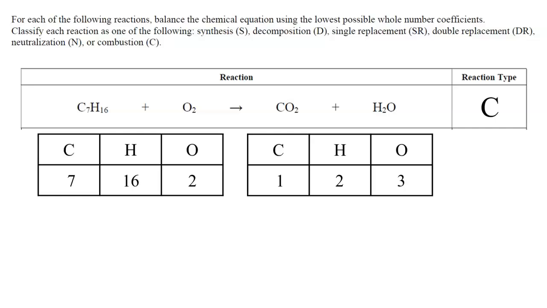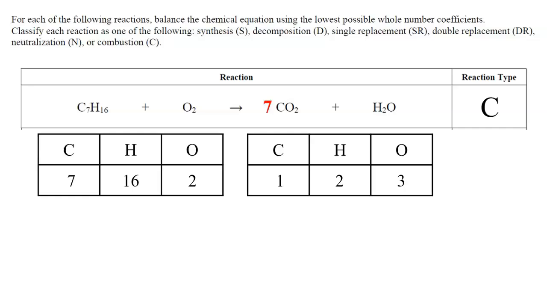Remember that it's nice when you can balance an element that appears in only one chemical formula on the left and in only one chemical formula on the right. So I'm not going to begin the process of balancing this equation by starting with oxygen, because oxygen is found in 2 different chemical formulas on the right. So I'm going to start with carbon. There's 7 carbons on the left, and I would like to get 7 carbons on the right. So I'm going to put a coefficient of 7 in front of the CO2 on the right.